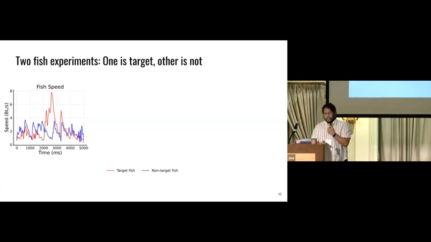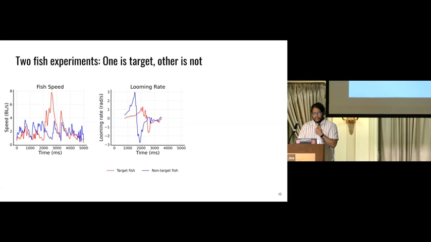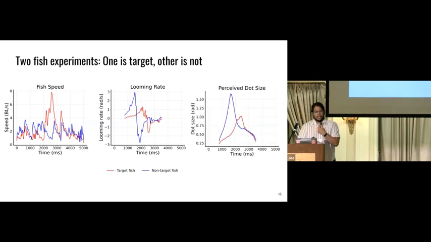But if you try to calculate the sensory inputs that I described to you earlier, the angular sizes and the looming, you see something like this. The non-target fish actually gets a higher sensory input in the form of looming and perceived angular size, yet it chooses not to escape, while the fish which escapes has a much lower looming rate and much lower angular size. So what could possibly be happening here?